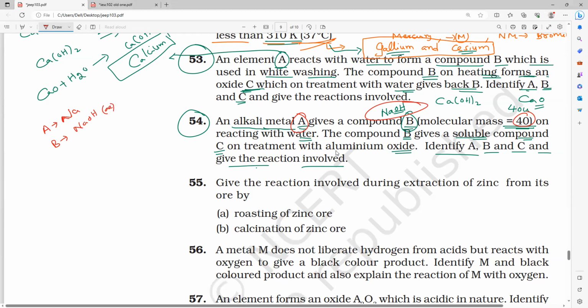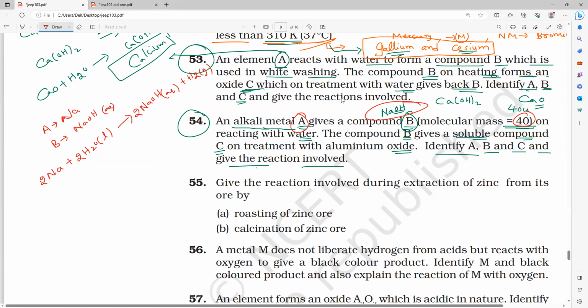So let us finish the first equation. Sodium plus water gives you sodium hydroxide plus H2. Balance it fast. Girls, balance the equation fast. Boys, finish that. What is the balanced equation? 2Na plus 2H2O gives you 2NaOH plus H2.